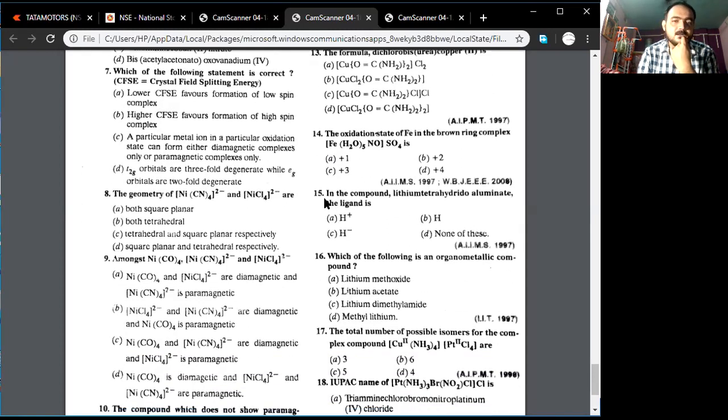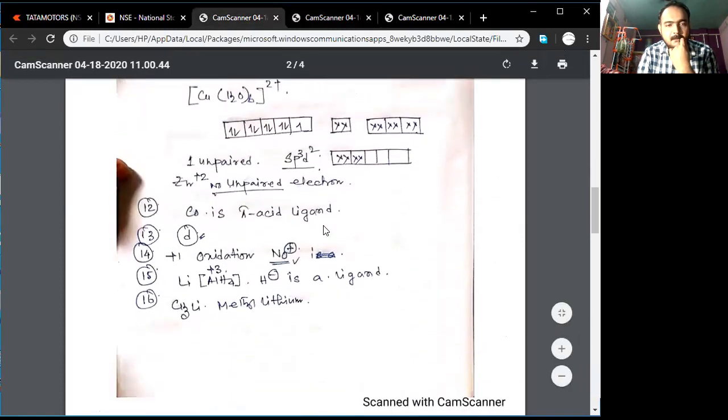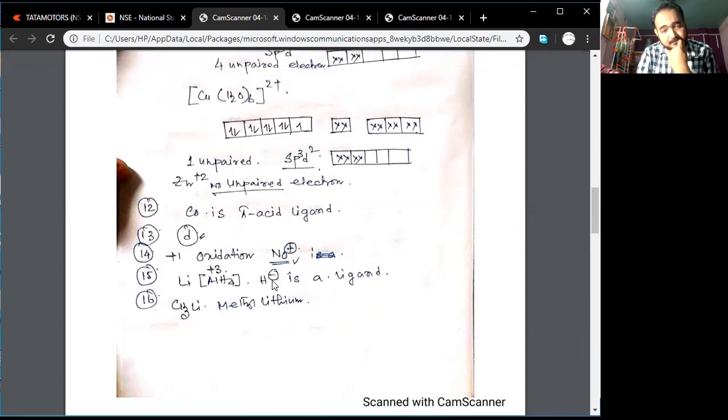Now question number 15, you should see LiAlH4. This is the structure of LiAlH4, lithium aluminium hydride. Here aluminium has a +3 oxidation state and lithium has a +1 oxidation state, so the hydrogen should be in the -1 oxidation state. So in this case, H- acts as a ligand.